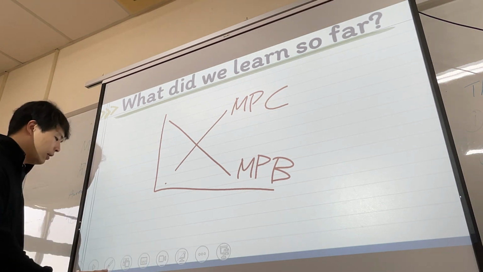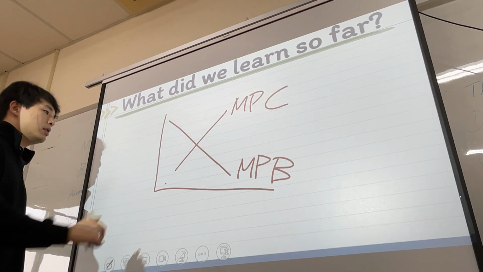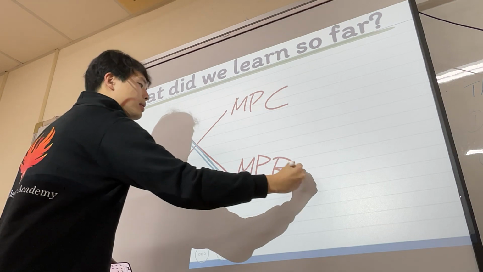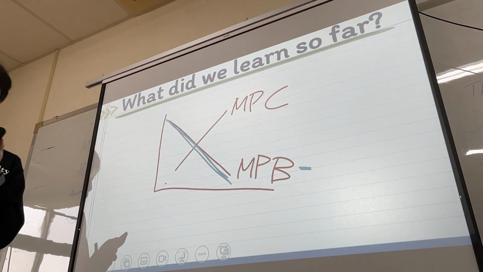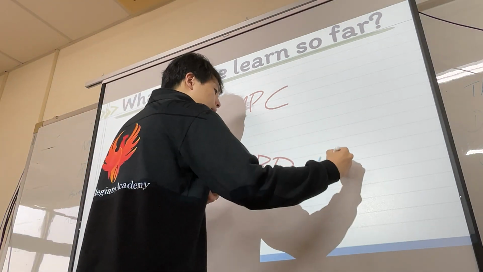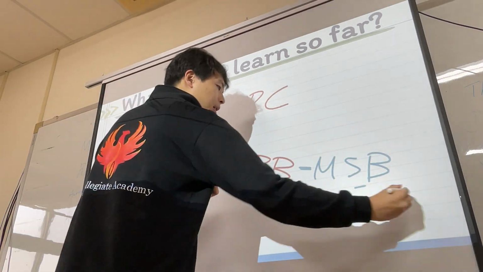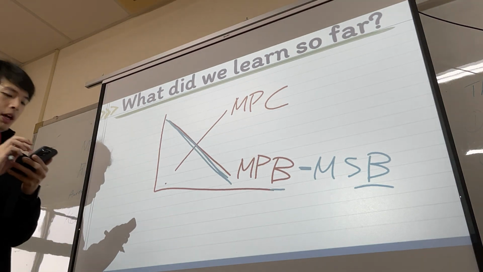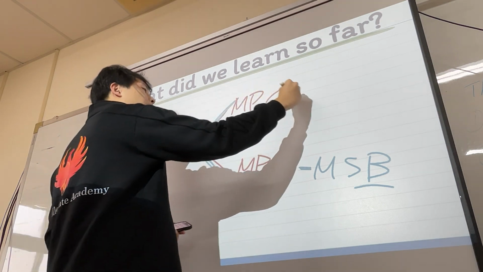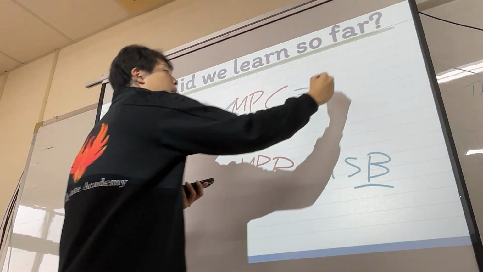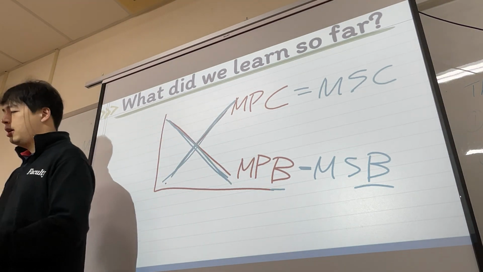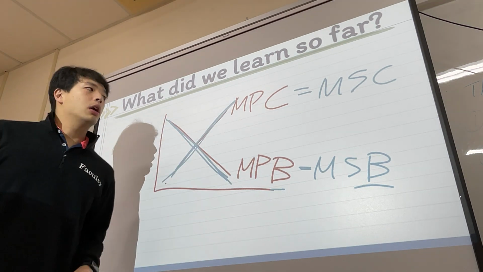And then what else? There's another line that is also a line with your MPB. What's that? MSB. You see all the B. Okay. What else? What's this? MSC.